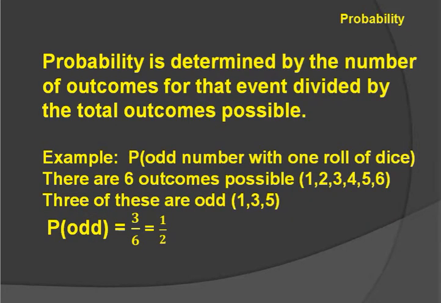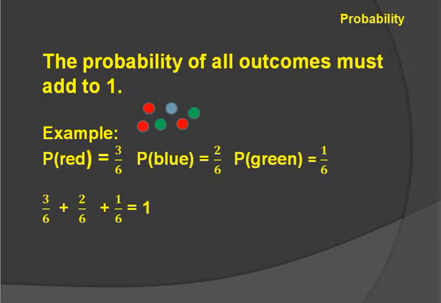Now, probability is determined by the number of outcomes for that event divided by the total outcomes possible. For example, when you roll a die, the odds of an odd number with one roll of the die: there are 6 outcomes possible, 1, 2, 3, 4, 5, or 6, and 3 of those are odd. So there would be 3 out of the 6, or 1/2. And we'll take a look at some of these in just a little bit.